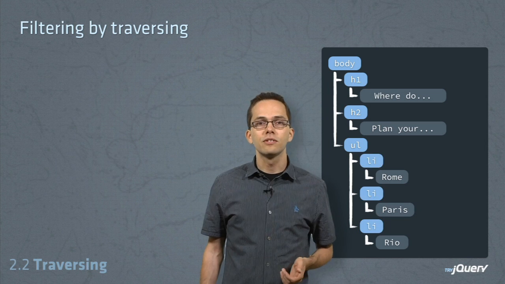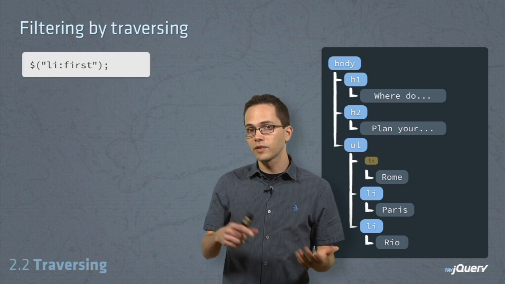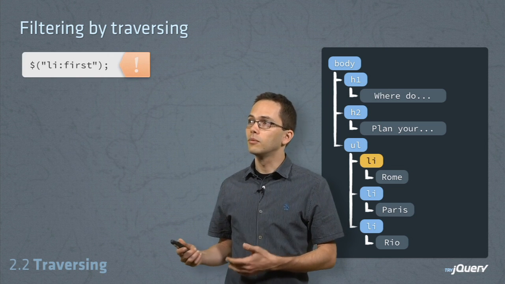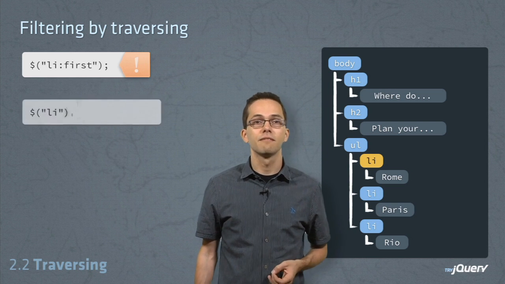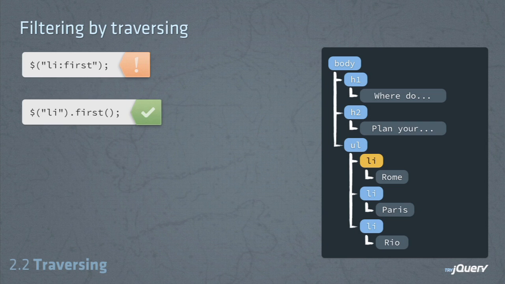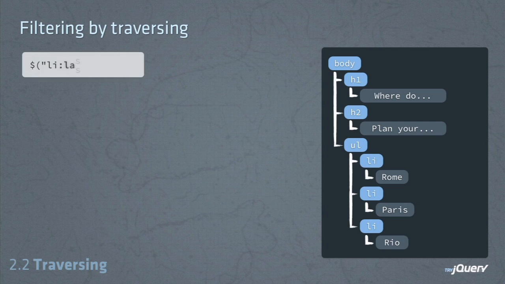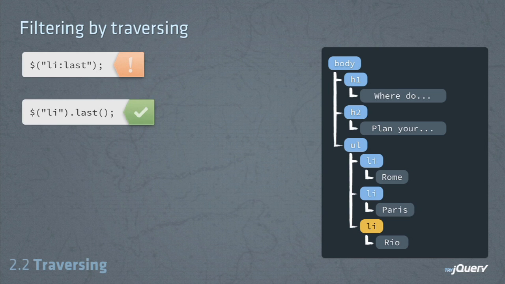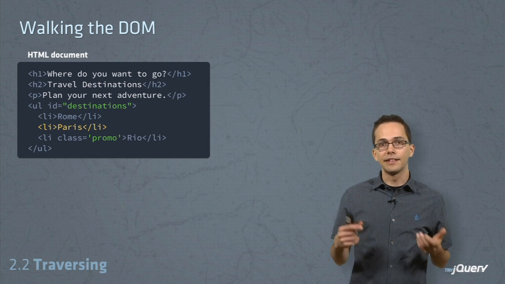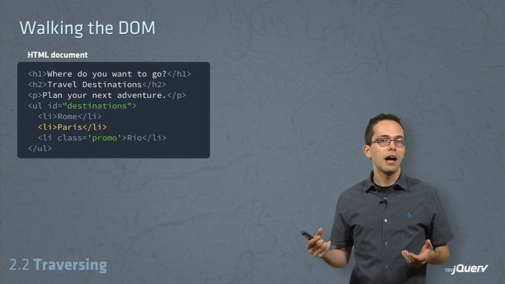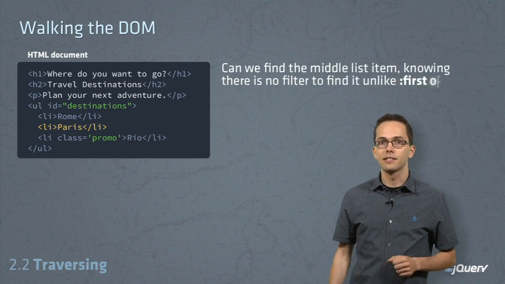So remember how we used the first pseudo class to find the first item in that list? Well, to do that, using traversing, we can simply specify the first method, like so. As you might imagine, instead of using the last pseudo class, we can use the last method. So we know how to find the first element and the last element with traversing, but how might we find the middle element in this list?